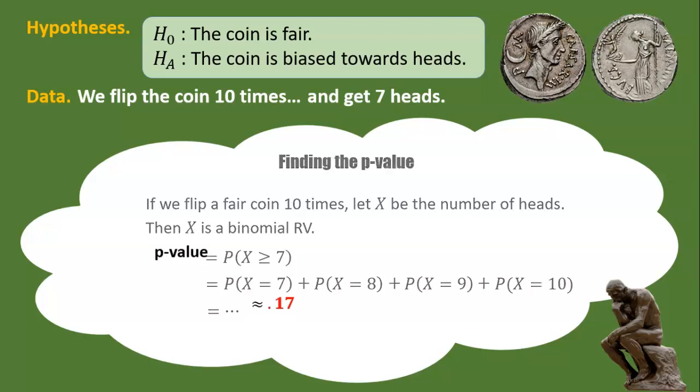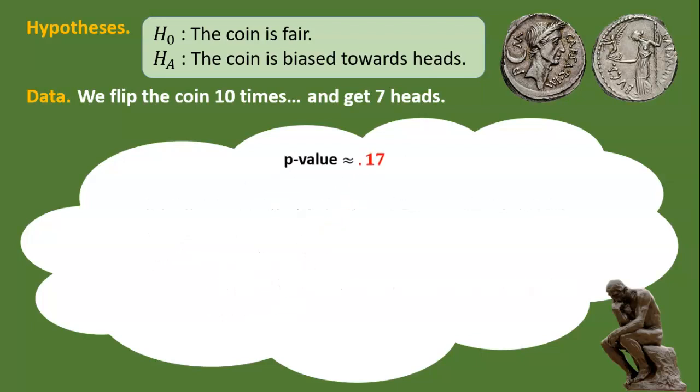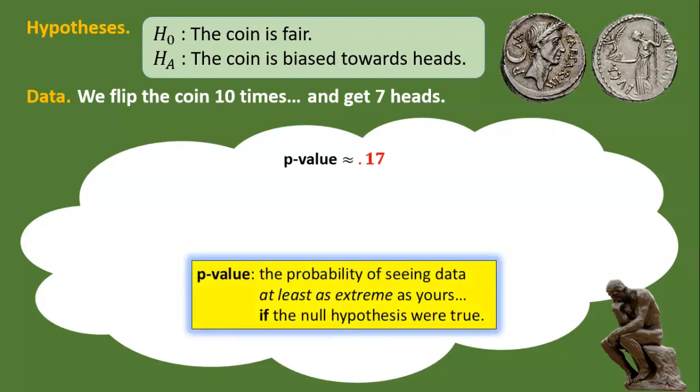Now we can forget about the details of computing it and think about how to interpret it, which is the third and final step in our hypothesis testing procedure. So how do we interpret it? Let's remind ourselves once more of the crucial definition. The p-value is the probability of seeing data at least as extreme as ours if the null hypothesis is true.